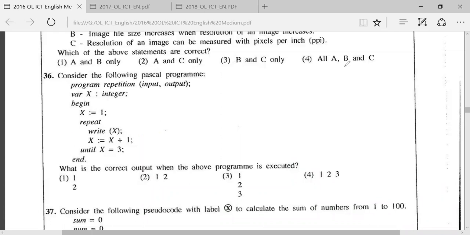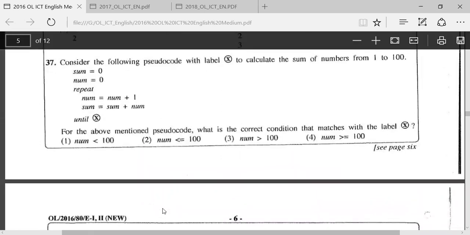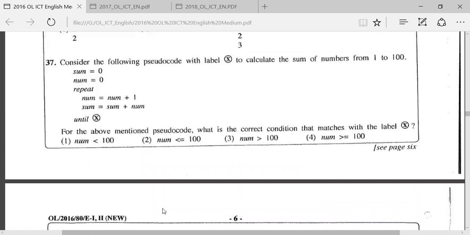Question number 37. Consider the following pseudocode with label X to calculate the sum of numbers from 1 to 100. So they are going to add the numbers from 1 to 100. Sum is equal to 0, num is equal to 0. That is fine because no values are there. Repeat, num equal num plus 1. Initially the num is 0, 0 plus 1, 1.